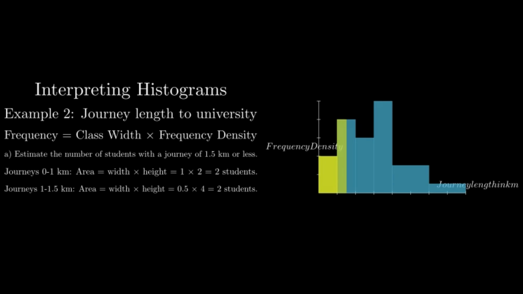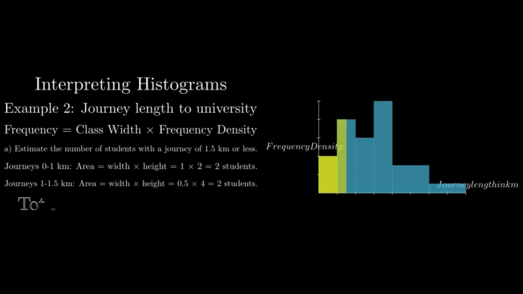First, we find the frequency for the first bar, which covers journeys from 0 to 1 kilometer. Its area is width 1 times height 2, which is 2 students. Next, we need the frequency for the part of the second bar from 1 to 1.5 kilometers. The width of this section is 0.5, and the height of the bar is 4, so the area is 0.5 times 4, which is 2 students. To get the total number of students with a journey of 1.5 kilometers or less, we add these two values together. 2 plus 2 equals 4 students.